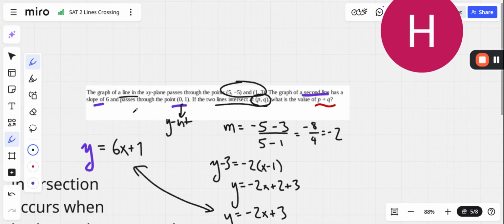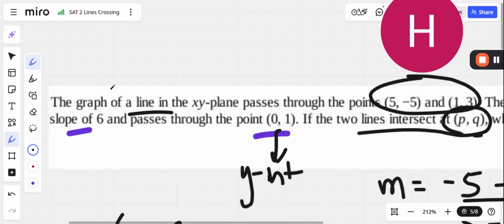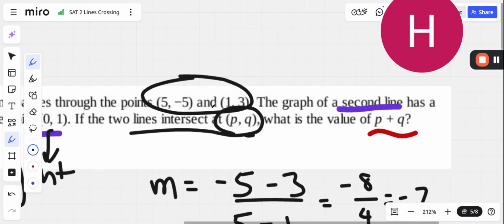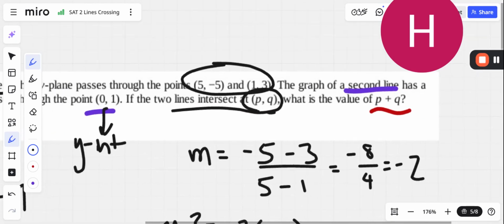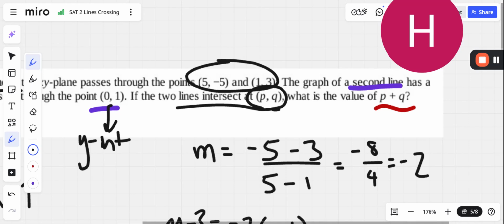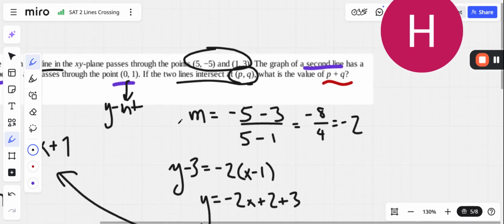You don't have to graph these, even though it does use the language, the graph of a line and the graph of a second line. You really don't need the graphs here because it takes time to graph them, and we don't even know if we'd be drawing them perfectly. So we don't want to risk anything like that. We just want to trust the algebra and trust the math.